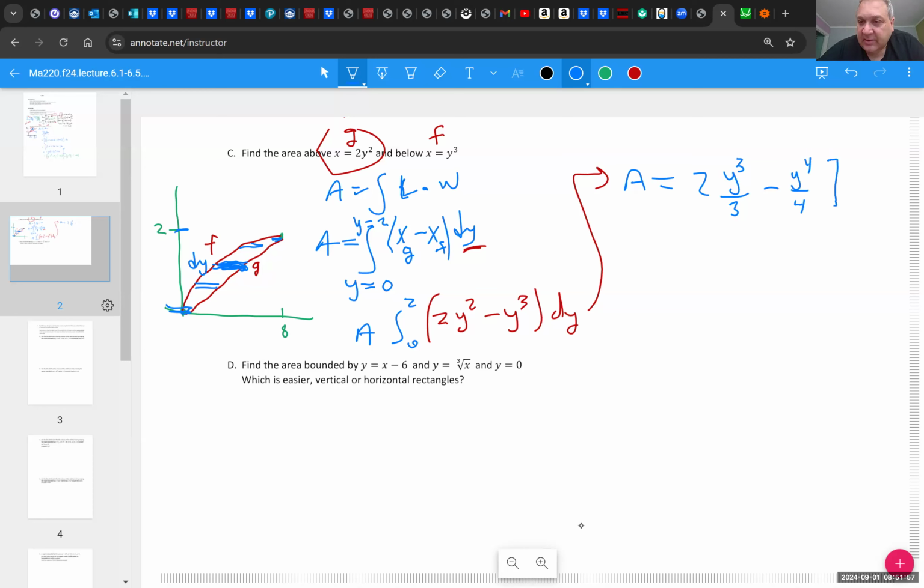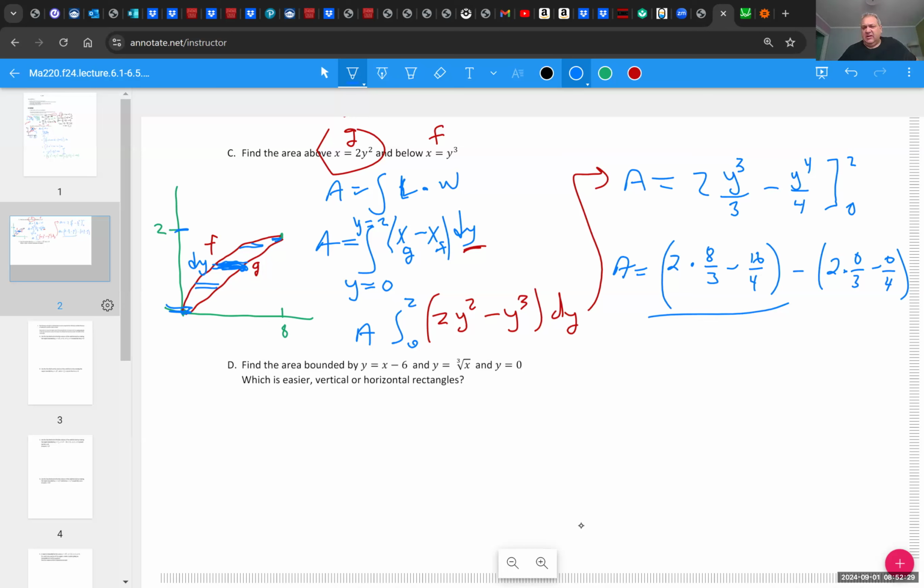And then to find the area, we use the fundamental theorem of calculus, which means you plug in the two endpoints and subtract. So I get the area is 2 times 8 over 3 minus 2 to the fourth, which is 16, over 4. So that's when I plugged in the 2 value. And then I'm going to plug in the 0 value, 2 times 0 over 3 minus 0 over 4. So the other one's just 0. And so we get the area equal to whatever this works out to be. 16 thirds minus 16 fourths. I'm sure we could do it, but I'm going to go on. So hopefully you're getting the idea of how this works.